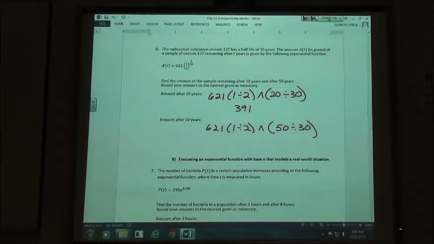196. 196. What do you want the negative in front of your half? Oh. 621, parentheses, and then 1/2, parentheses, caret key, and then parentheses, and we were doing 50 divided by 30. And 196.